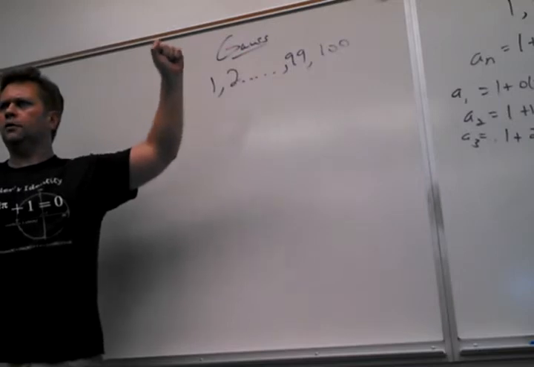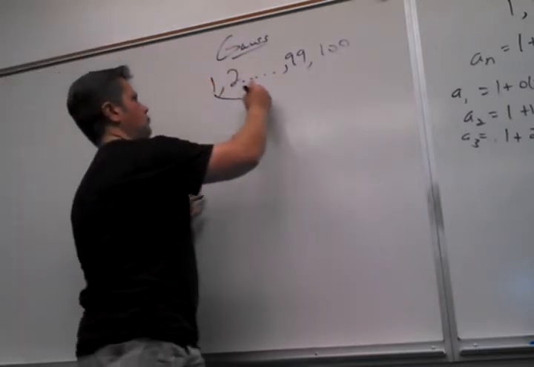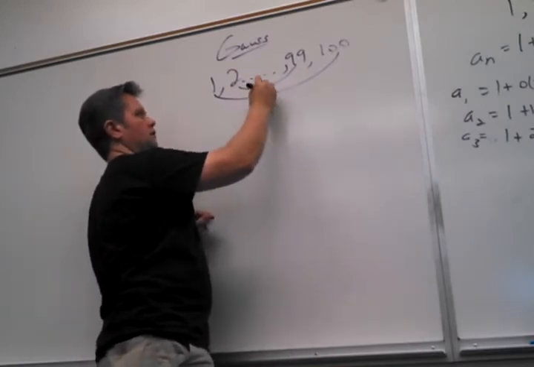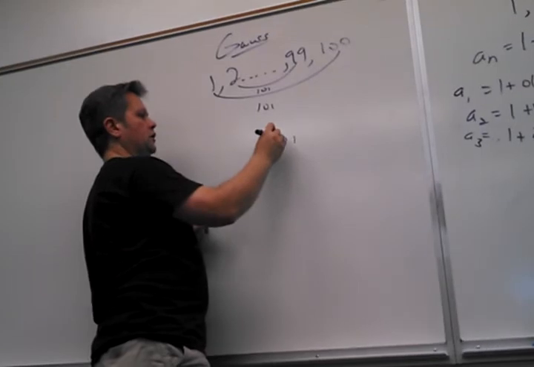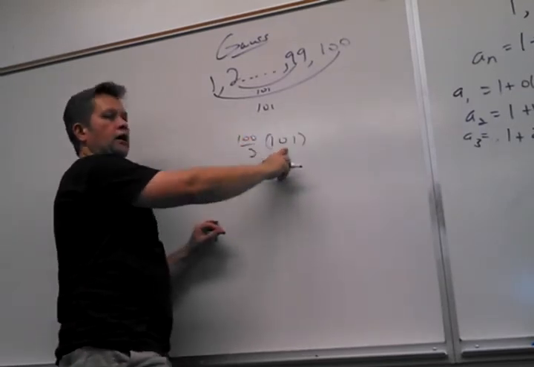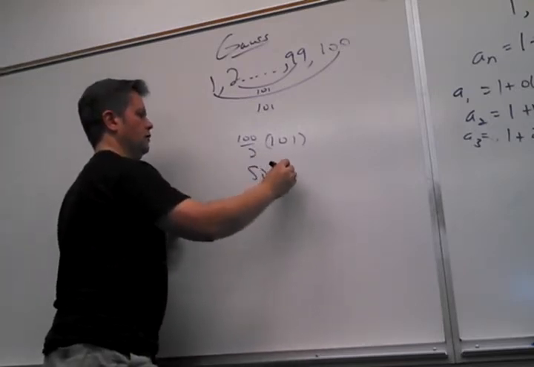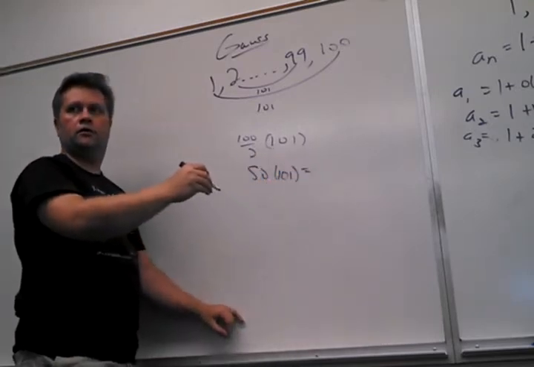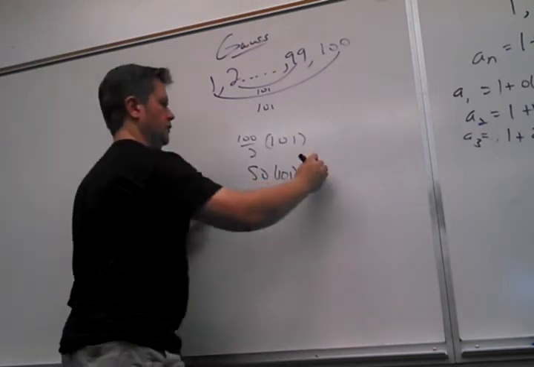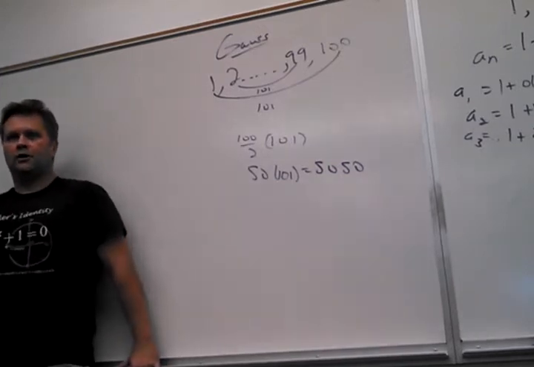So, of course, who knows what they did? What did Gauss do? Anybody know? What's the rule? Yeah. 1 plus 100 is? 2 plus 99 is? And how many 101s are you going to have? Yeah, 100 divided by 2, you're going to have that many pairs that add up to be 101. So 50 times 101 comes out to be the neat number, 5050.